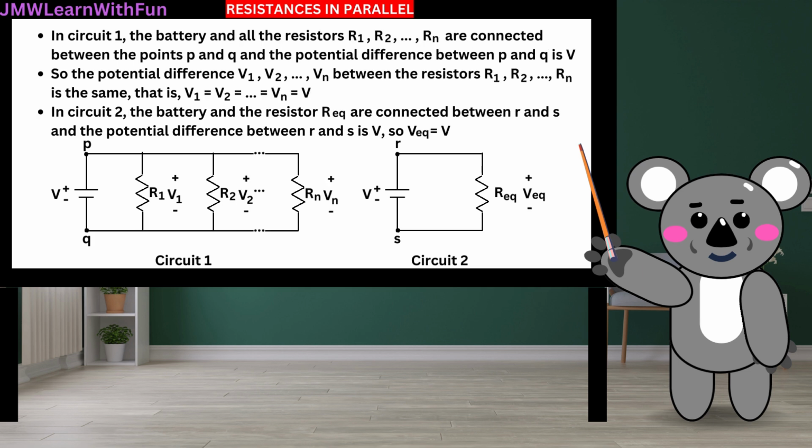In circuit 1, the battery and all the resistors R1, R2, and so on till Rn are connected between the points P and Q, and the potential difference between P and Q is V, so the potential difference V1, V2, and so on till Vn between the resistors R1, R2, and so on till Rn is the same, that is, V1 equal to V2 equal to so on till Vn equal to V. In circuit 2, the battery and the resistor Req are connected between R and S, and the potential difference between R and S is V, so Veq equal to V.